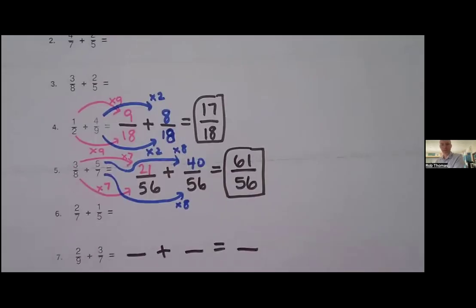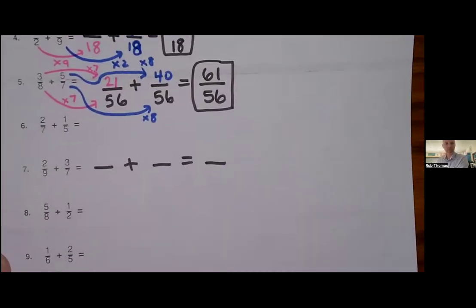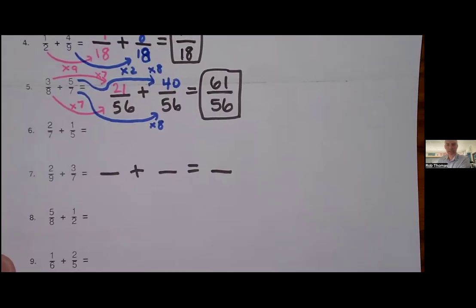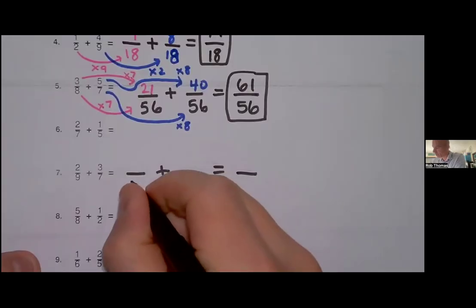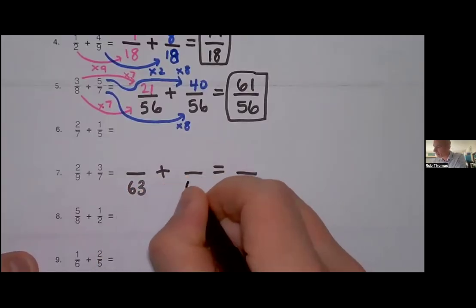Okay, step 2. Now let me see if I can move my paper up a little bit. Step 2, let's see if we can figure out a denominator. Again, I could count by my 7s until I get a multiple of 9. I don't think there's going to be a multiple of 9 until we get to the seventh multiple, 7 times 9, which is 63. So I'm just going to jump straight to 63.